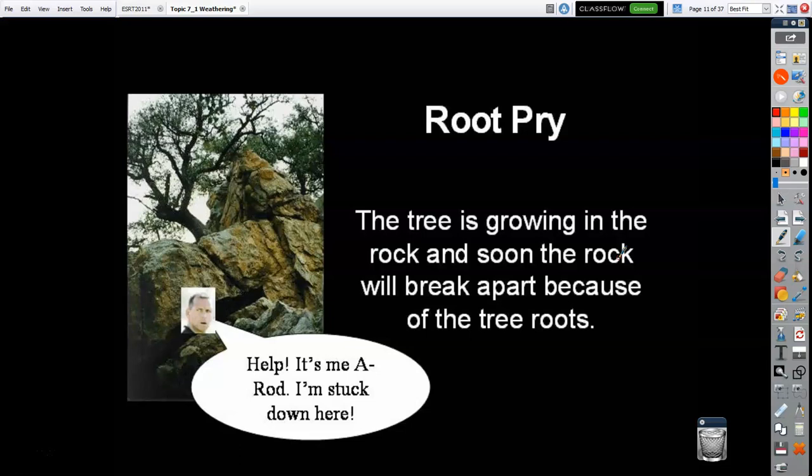I pick on A-Rod. As you know, I'm a Met fan, so you'll see as I move forward, I do put A-Rod in a bunch of my pictures. Sorry to you Yankee fans.